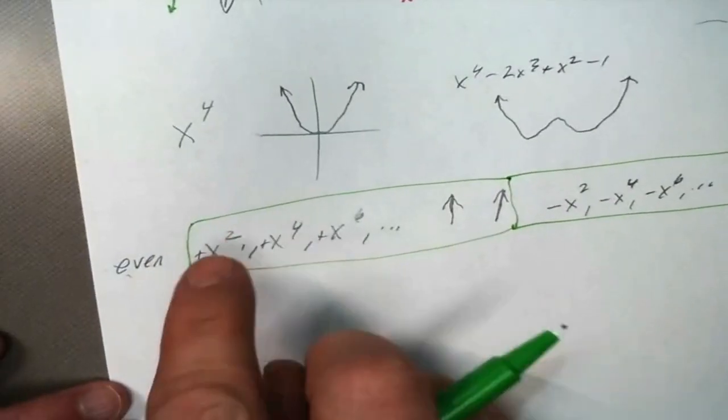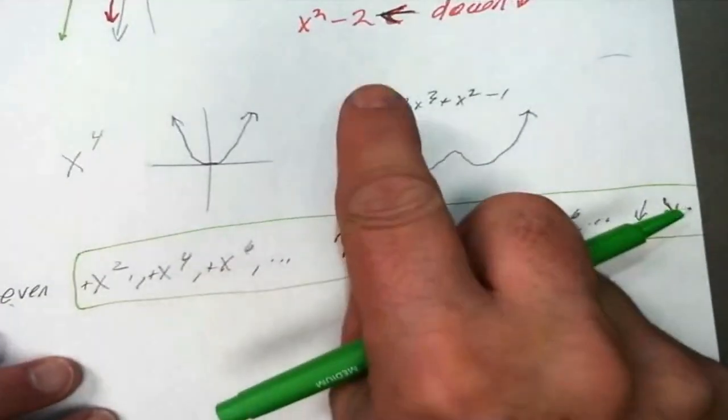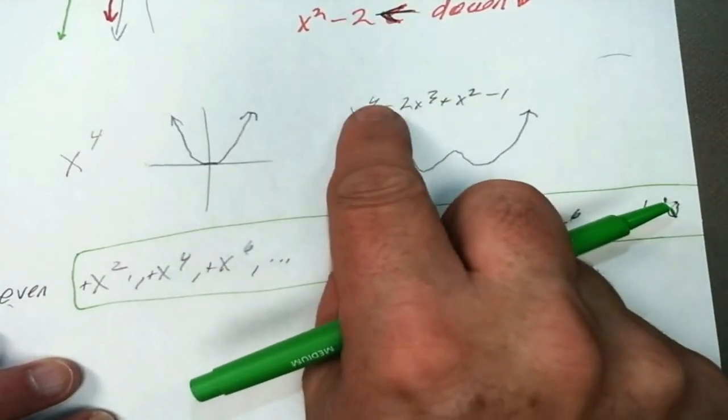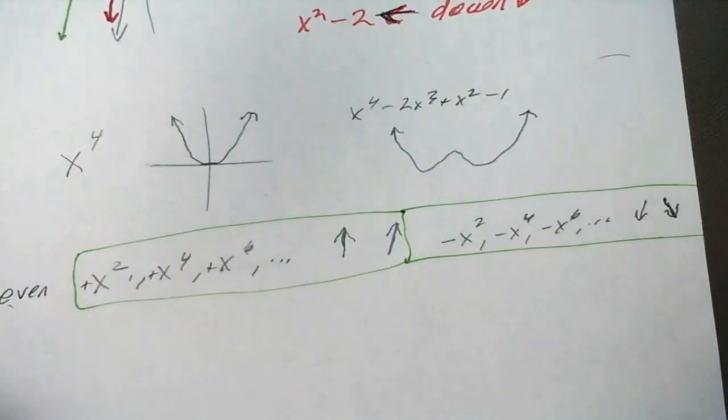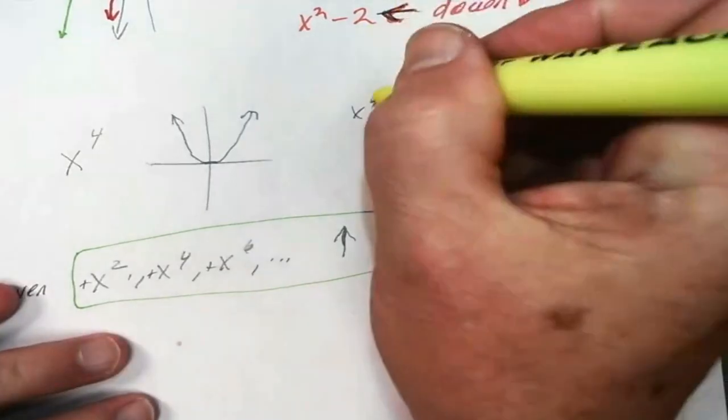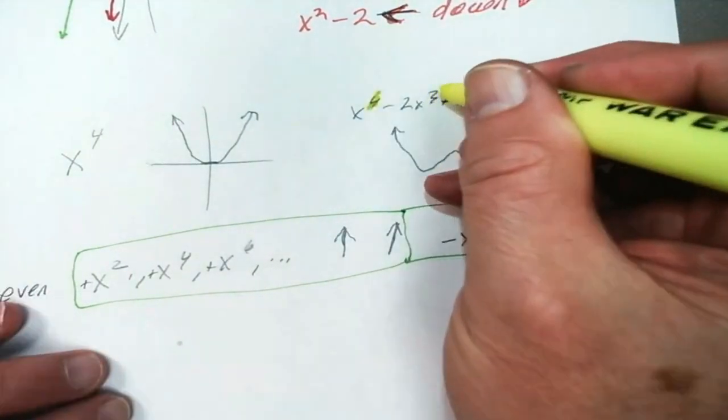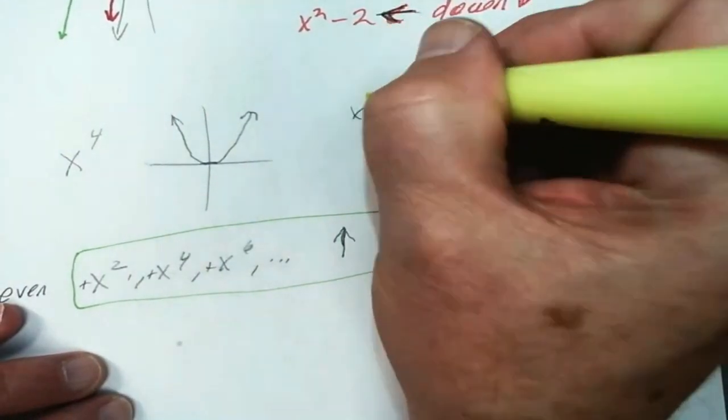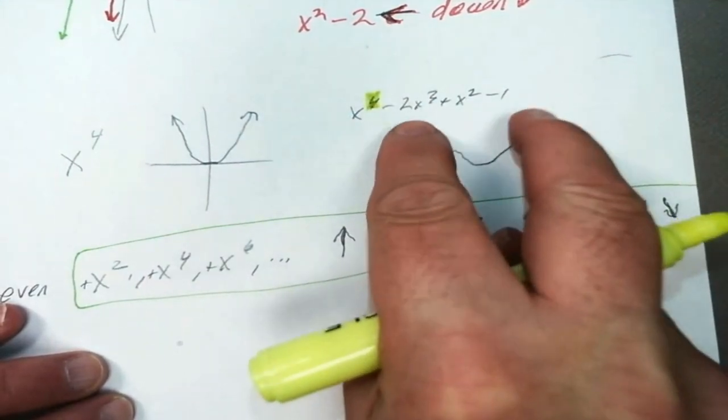And this is the largest term. Like on this one, it's got a 4th, a 3rd, and a 2nd. Everything is driven by the big boy, whoever's largest. Just because this is the 3rd doesn't matter. x to the 4th is the largest exponent. That means both ends are going the same direction.